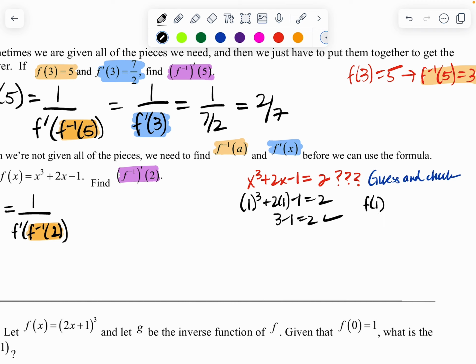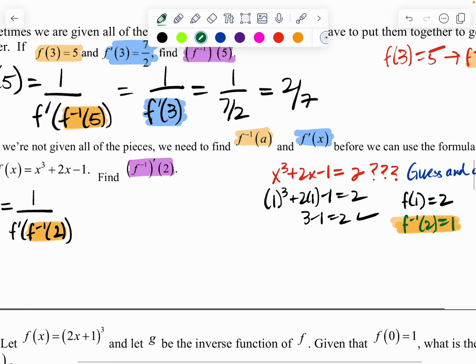What that means, we just plugged a 1 in for x. So that means that f of 1 equals 2. That also tells us that f inverse of 2 equals 1. And that is the thing that we need to know. So f inverse of 2 equals 1. We did our work there. So now we can say that this is f prime of 1. All right, we've got to find f prime of 1 now.